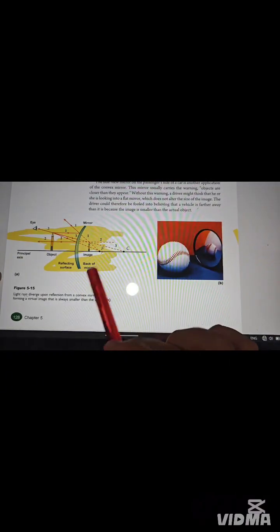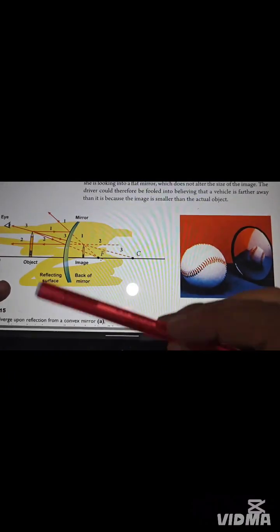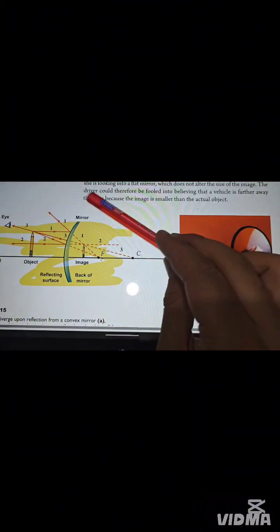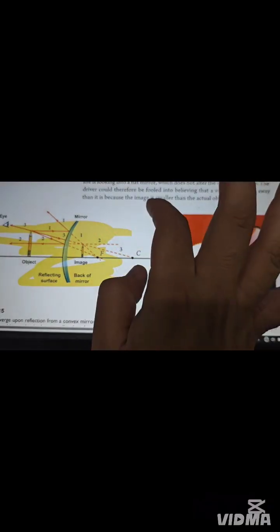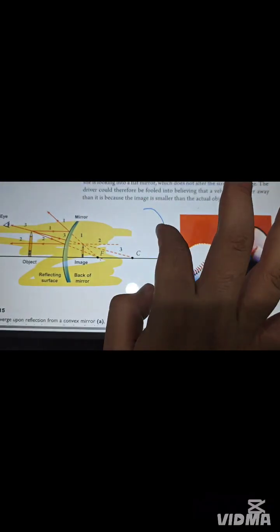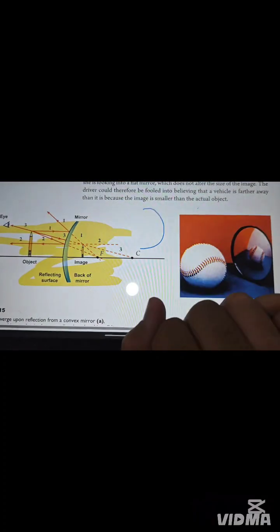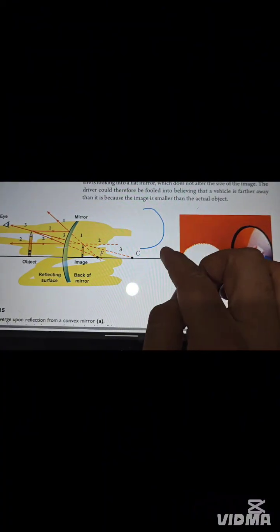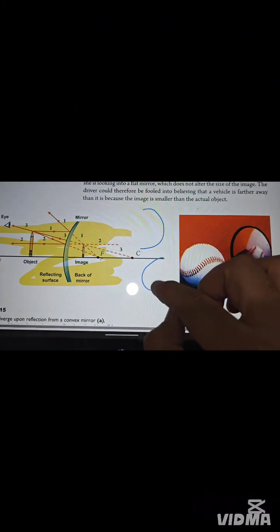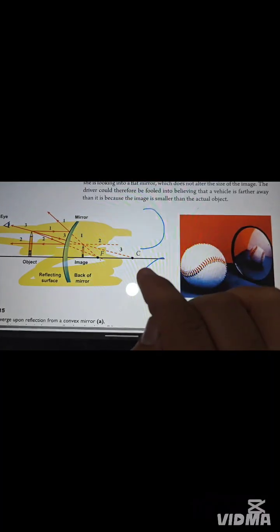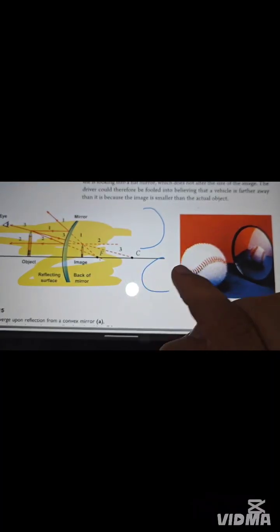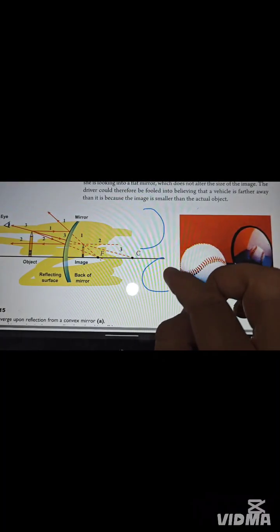This is the shape of a convex spherical mirror. It's like that. Look, we explained it in the previous video. If the curve is to the left direction, this is called concave, but to the right, this is called convex. So this one is the convex spherical mirror.